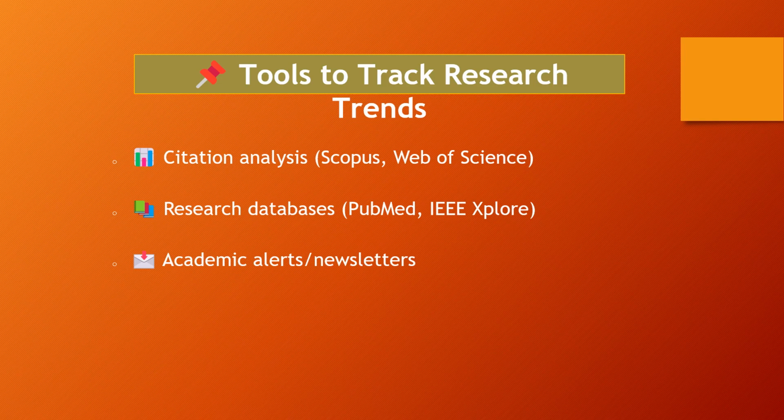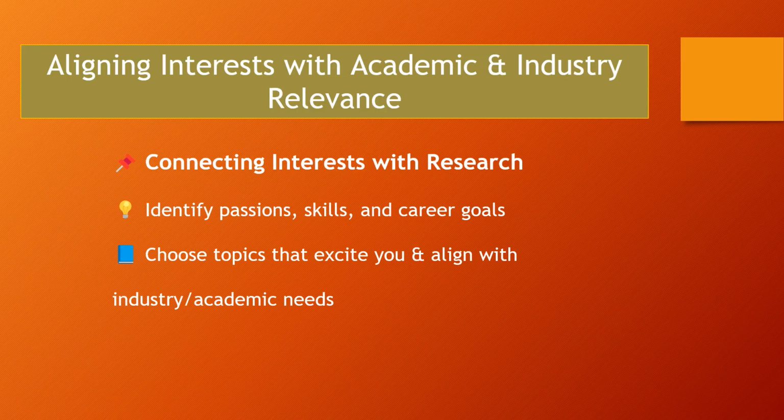So, tools to track research trends. You can track research trends using citation analysis like Scopus and Web of Science. You can also try research databases like PubMed and IEEE Xplore. You can try academic alerts and newsletters.